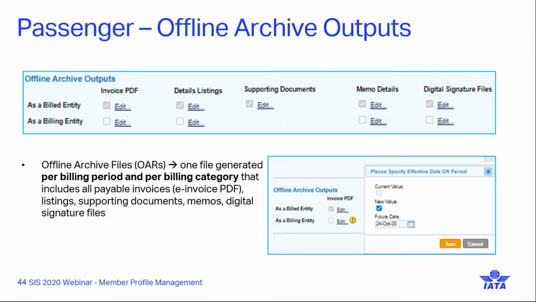Moving along to offline archive outputs, also known as OARs. These, while similar to the output files, they contain copy of invoices, the PDFs, supporting docs, memos, digital signatures, and again, these OARs are generated automatically if the correct settings are selected. They are generated per billing period, per billing category. Again, we strongly recommend to archive these on your own system for audit purposes, as they will be purged from SIS after 90 days. Any edits made here will only take effect after 24 hours.